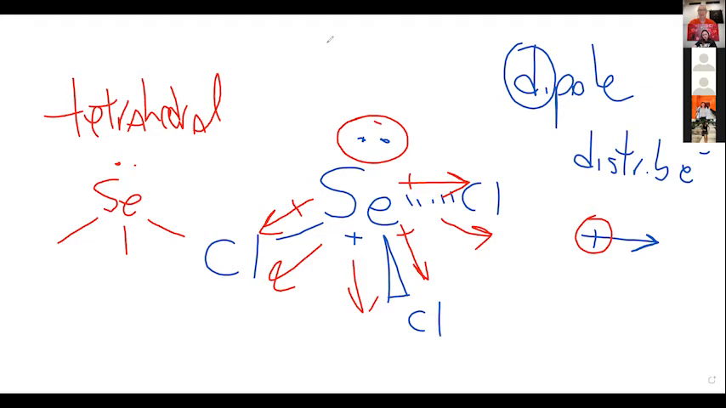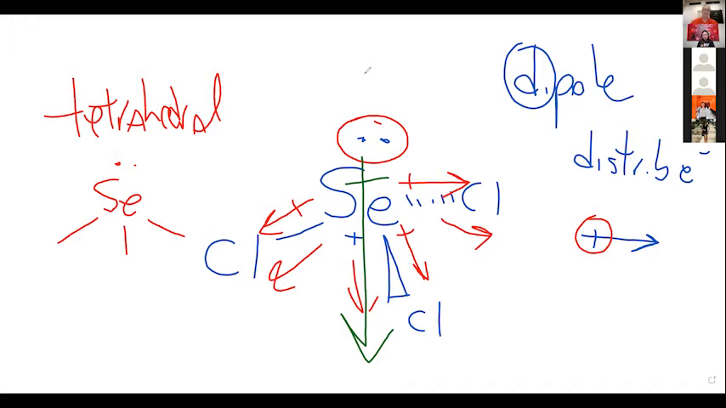Add together. They add together in a pretty big way. So when I make the whole molecule dipole, it's going to point down and away from the selenium. And that makes sense because they're all pointing down and away.